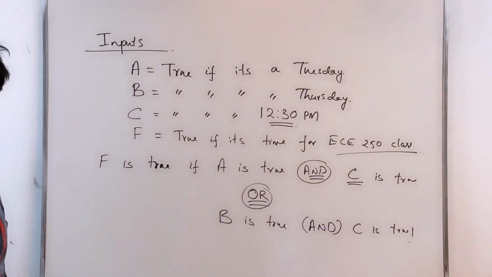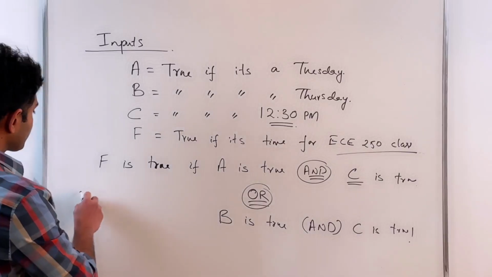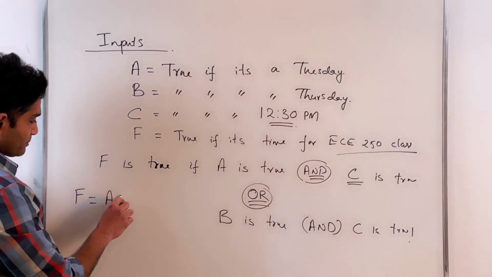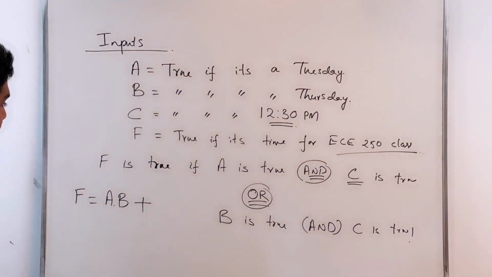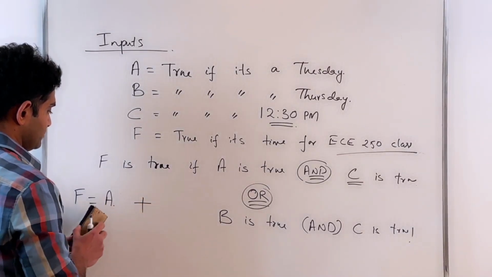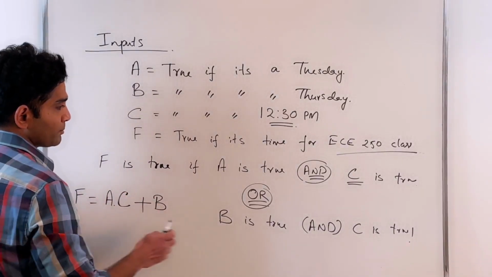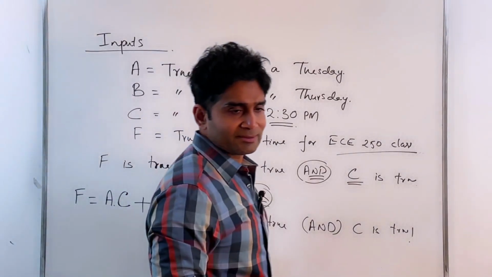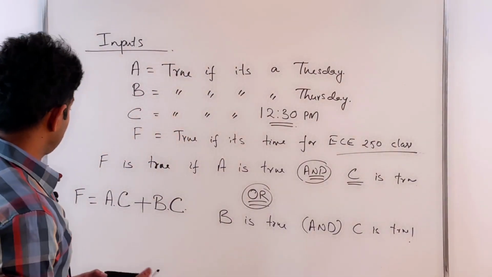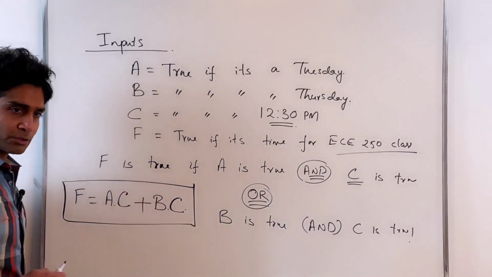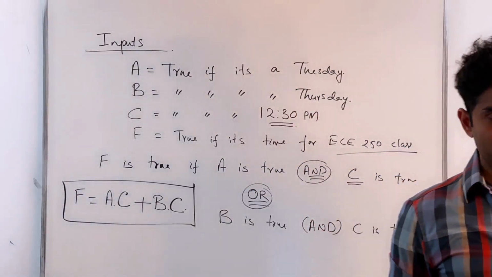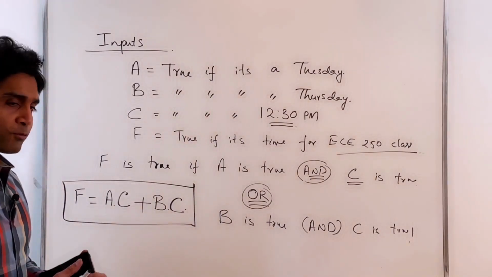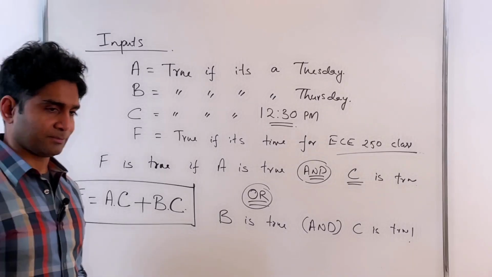Now it's a matter of converting that statement into an expression. What would that be? F is true if A is true and C is true, that means it's an AND operation, or B is true and C is true. So F is true if AC or BC are true. Now you can already see it's performing a slightly higher level logic operation than individual gates.